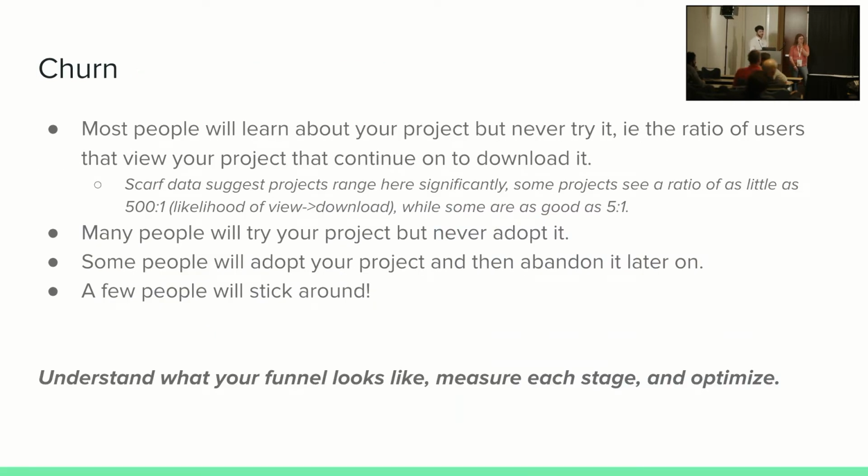And so finally, churn is something that I think we have really not given a whole lot of thought in the open source space, nearly as much as we should. It's important to think about what your user funnel looks like. If you're a business commercializing open source, what does that customer funnel look like? Most people will learn about your project, but they'll never try it out. And this is where the traffic to your docs and traffic to your artifacts can actually give you a really interesting picture.